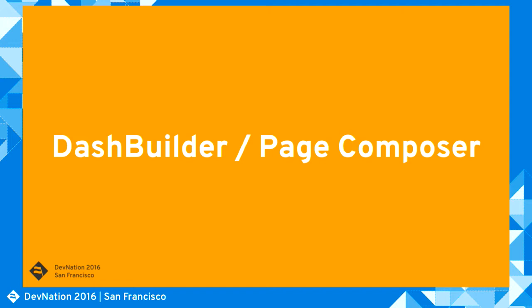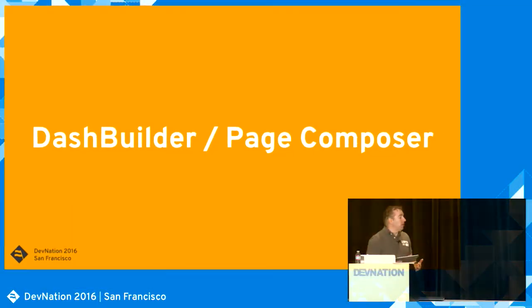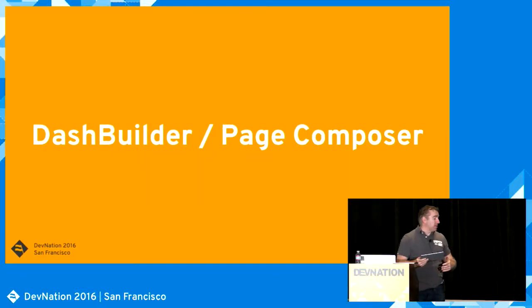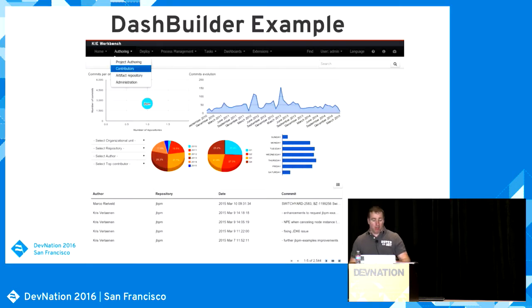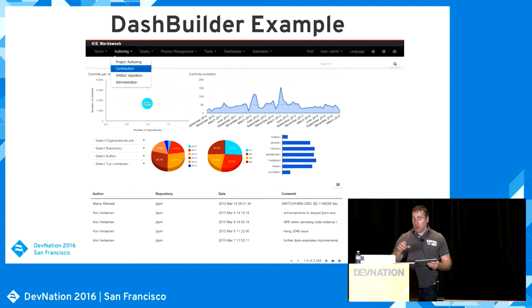So I'm going to talk a little bit now about DashBuilder and the page composer. So DashBuilder is our key performance indicator reporting tool. It can work with, well, here's an example of it. This is a DashBuilder page working against a Git repository. And you can provide adapters for anything. So this is giving commits, it's providing a breakdown of people's work, of what's going on in a project. And we use this as part of our contributor form within our system.